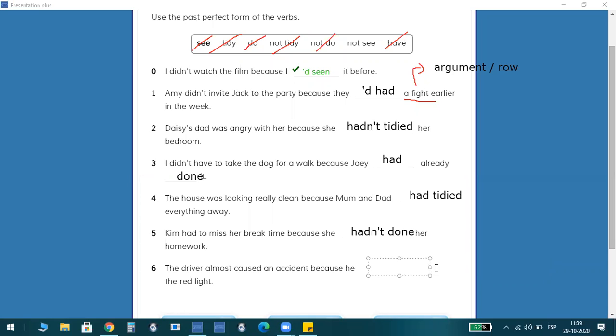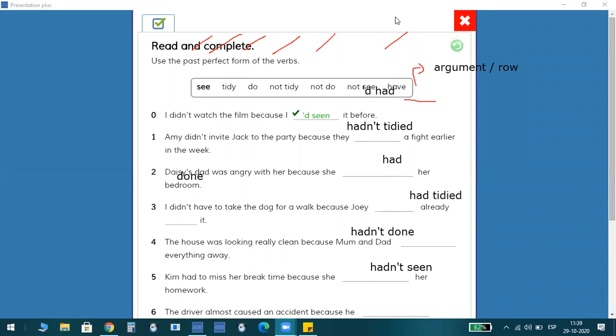Oh, there you go. Last one. Hadn't saw? Hadn't, past participle, seen. Hadn't seen the thing. Good. There we go. Ready. Hadn't seen. All right. This is the end of the past perfect revision.